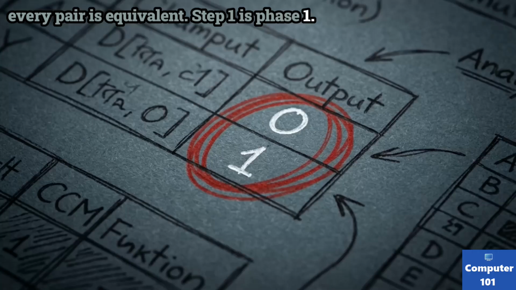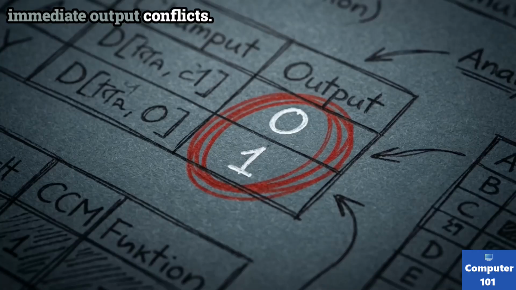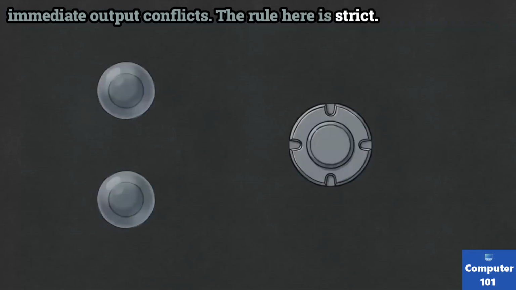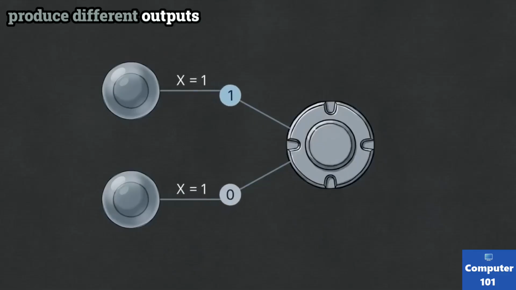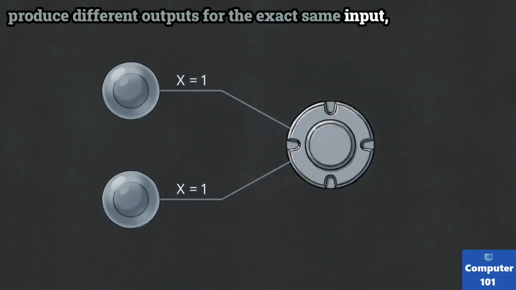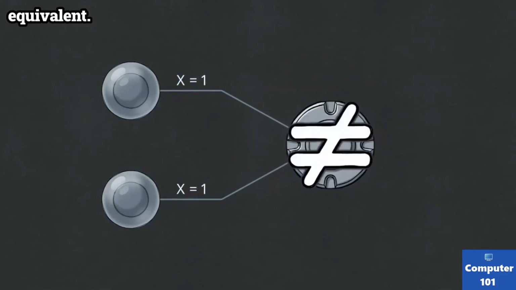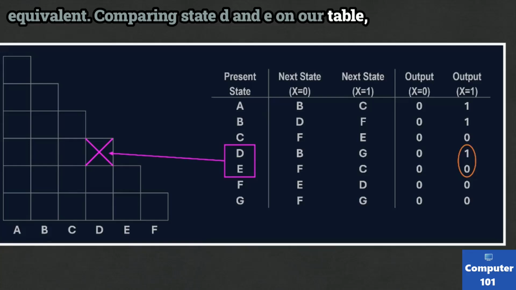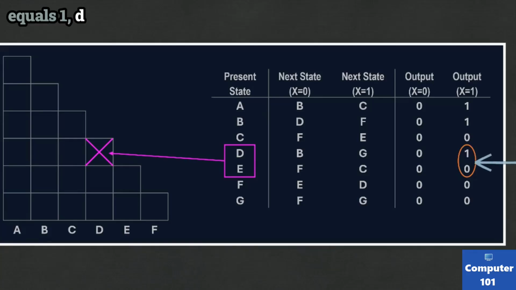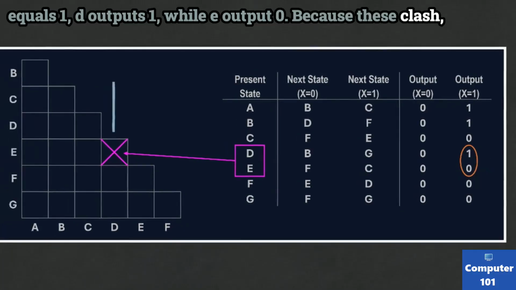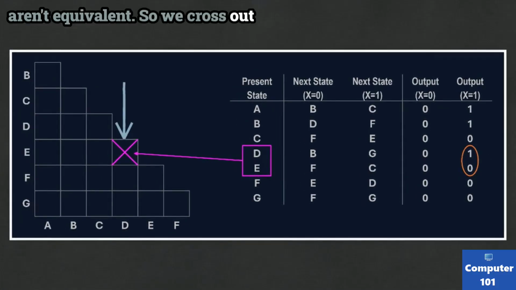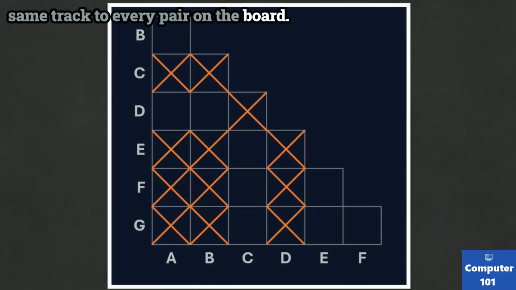Step 1 is phase 1, checking for immediate output conflicts. The rule here is strict. If 2 states produce different outputs for the exact same input, they are not equivalent. Comparing state D and E on our table. When input X equals 1, D outputs 1, while E outputs 0. Because these clash, they aren't equivalent, so we cross out the DE cell. We apply this exact same check to every pair on the board.